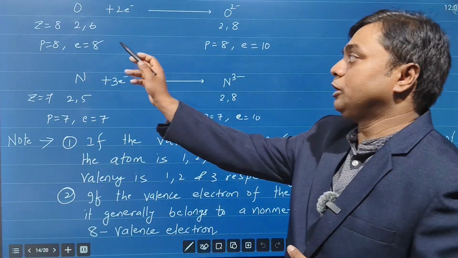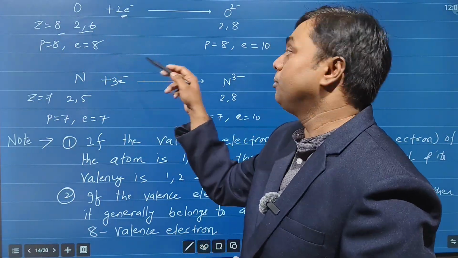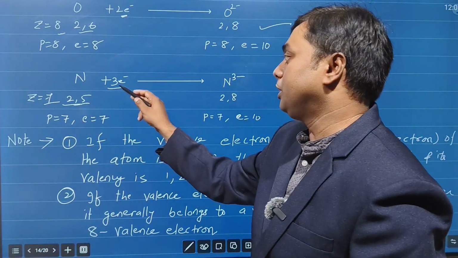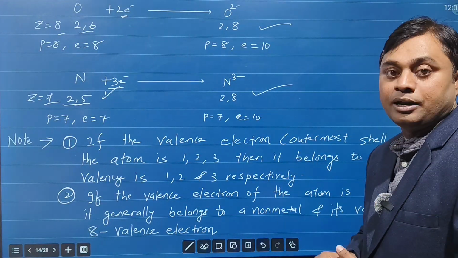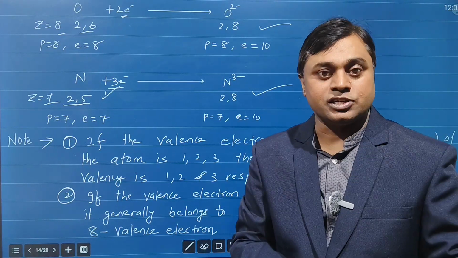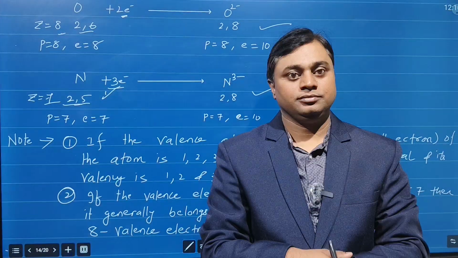Okay, oxygen, atomic number is 8. So 2, 6. To become stable, it gains 2 electrons and becomes the O2 minus ion. Nitrogen, atomic number is 7. So 2, 5. To become stable, it gains 3 electrons and becomes N3 minus. Am I clear? So this is how cations and anions are formed.